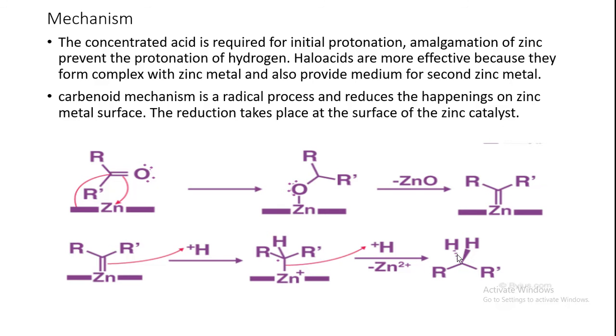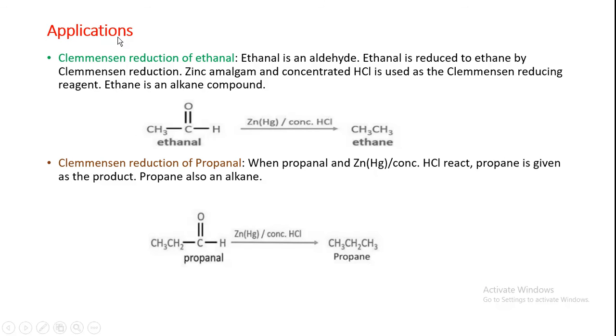So this is the simple mechanism of this reduction reaction. Next application, Clemmensen reduction of ethanal, first application. So this is an aldehyde, you use zinc amalgam and concentrated HCl, it will be converted to ethane, correct, because C double bond O will be converted to CH2. Here CH3 was there before, then CH2, and this H, that means another CH3.